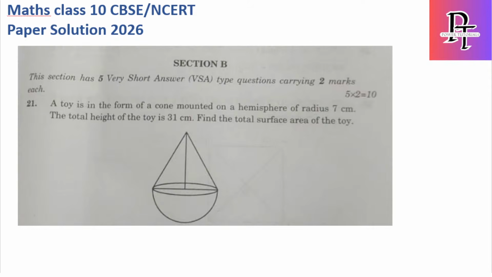Now we're going to cover each section B question in detail, because this video is not only for knowing the answer, it is mainly to find the solution, so that if a similar type of question comes in the next exam, you can solve it properly. Let's see the first one, the 21st question. A toy is in the form of a cone mounted on a hemisphere. The bottom part is the hemisphere. This question is related to surface areas and volumes.